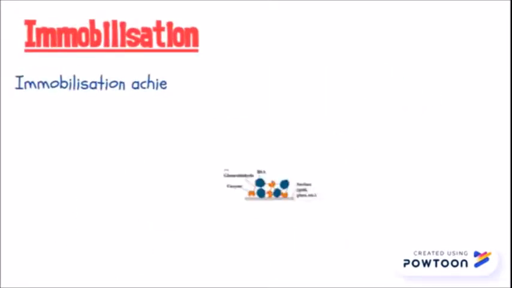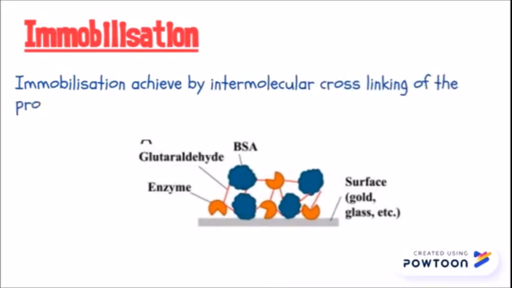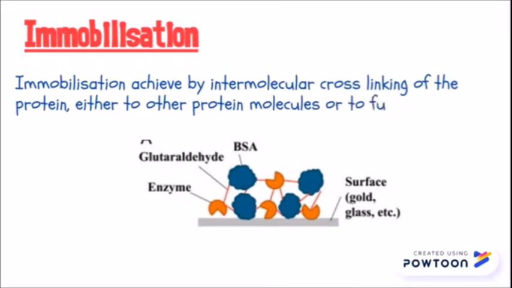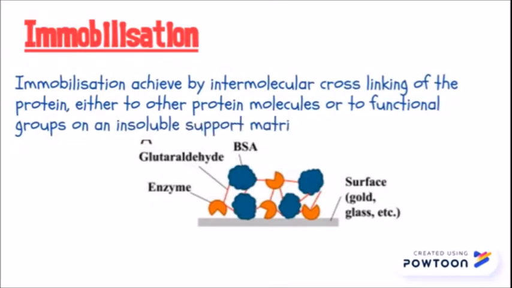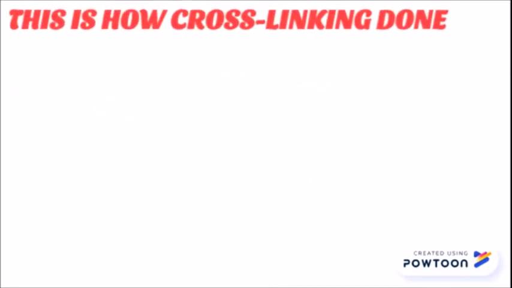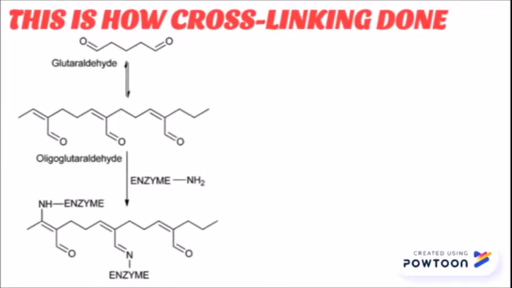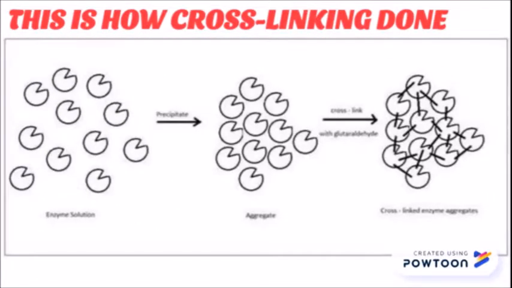Immobilization via cross-linking is achieved by intermolecular cross-linking of the protein, either to other protein molecules or to functional groups on an insoluble support matrix. How does it work? Immobilization of enzyme in alginate glutaraldehyde. Enzyme was immersed in glutaraldehyde for half to 1 hour and will aggregate through precipitation and cross-linking with each other.